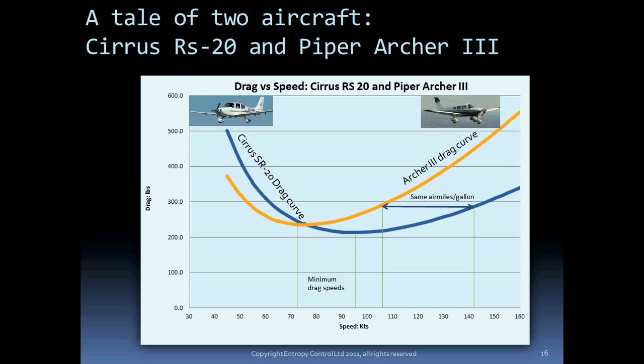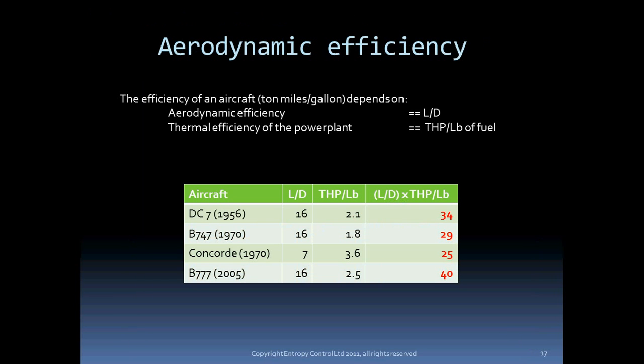Finally, I just want to talk a little about overall aerodynamic efficiency. Total efficiency is proportional to cruise lift drag ratio and the engine thrust efficiency in terms of thrust horsepower per pound of fuel per hour. It's a measure of ton air miles per gallon.